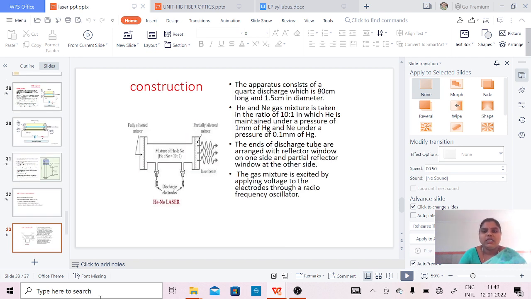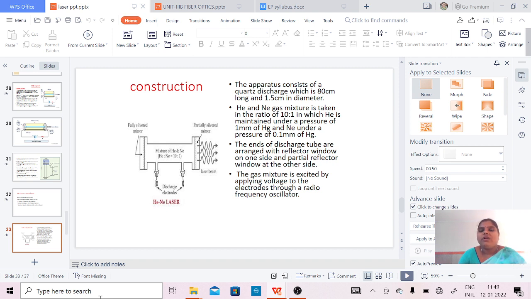Let us see the construction of the helium neon laser. Here also the tube contains a mixture of helium and neon gas, in a composition of 10 is to 1. One end is a fully silvered mirror and the other is a partially silvered mirror, and it has two discharge electrodes wherever we are applying the voltage.